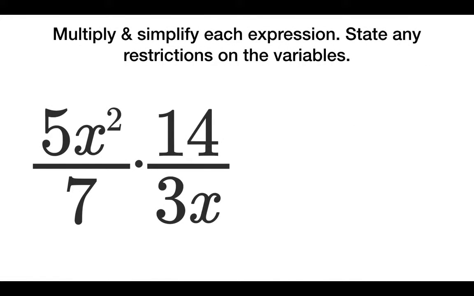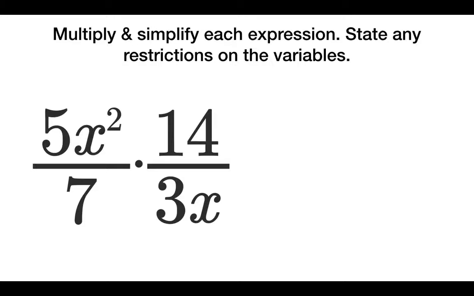All right, now we're going to actually try multiplying and simplifying each expression. So we have to also state any restrictions. The first thing I'm going to do is look and see if these have been fully simplified to begin with. 5x squared over 7, that's as good as that one fraction is ever going to be. And 14 over 3x is as good as that one will be.